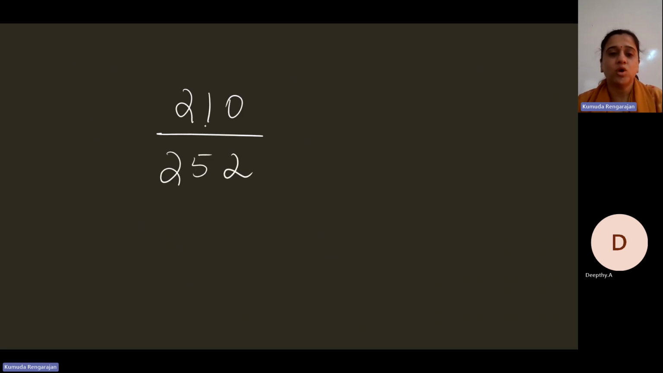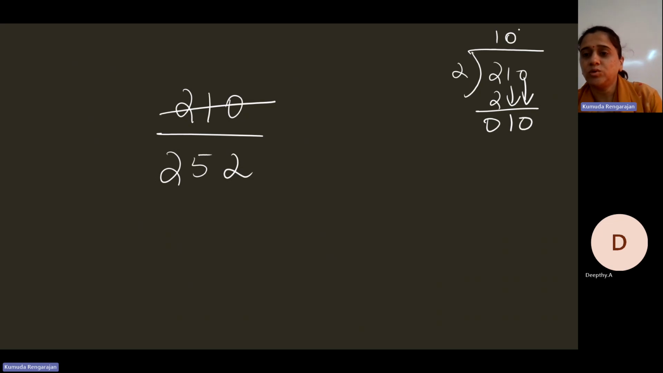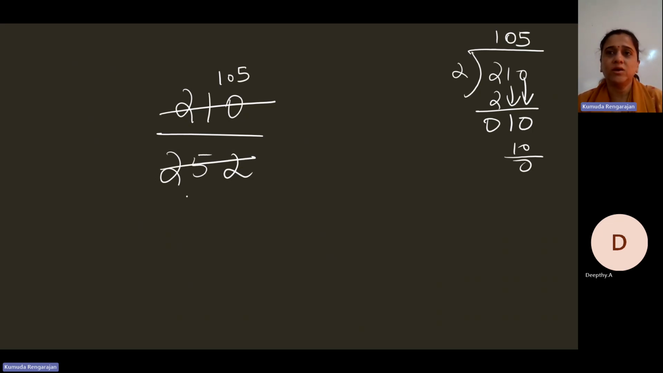See here, in the tables of 2. 2 ones are 2, 0. Then 1 comes down. You cannot divide, so you add a 0 and bring the next digit down. 2 fives are 10. So this goes 105 times. Like that you divide and you will get 126. Now the numerator and the denominator are both divisible by 3.